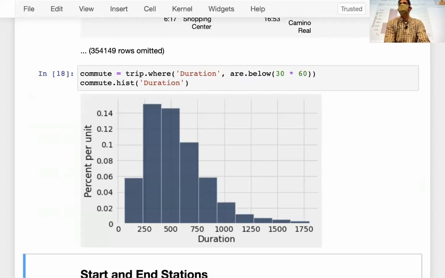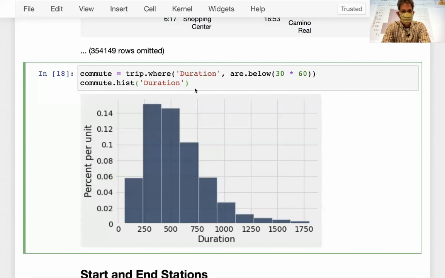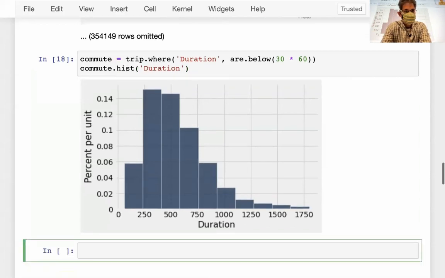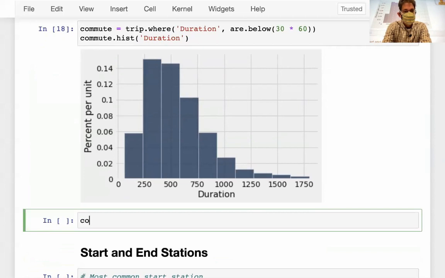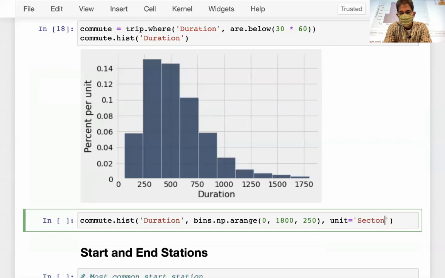A normal looking histogram. What is this histogram telling us? I'll ask a more specific question. Let's say we have this histogram. We pick some bins that kind of line up nicely. So it looks like we want to go like every 250. That's the range that this thing chose. So let's just go with it. And what are the units here? Well, duration is measured in seconds.